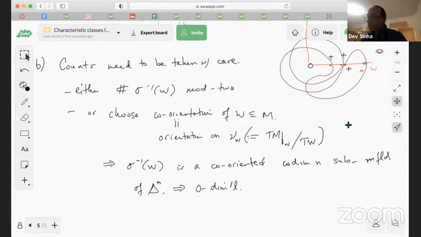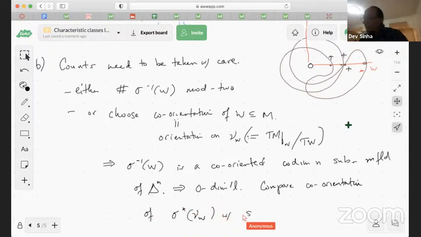And so we can then compare the co-orientation of this normal bundle with the standard orientation of, let's call it, the tangent bundle.